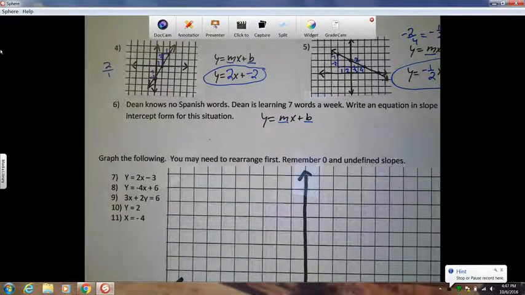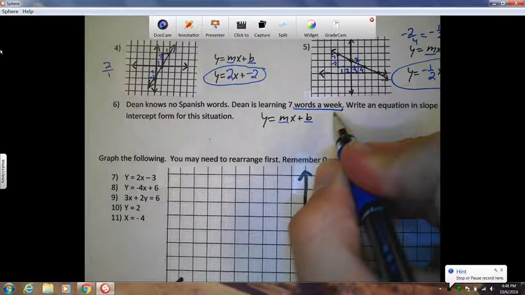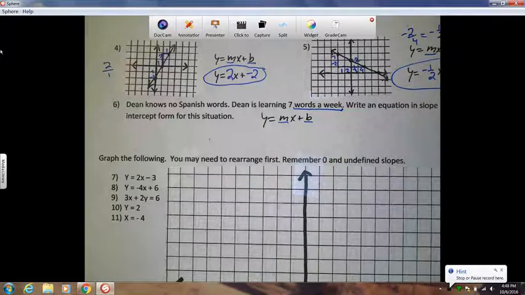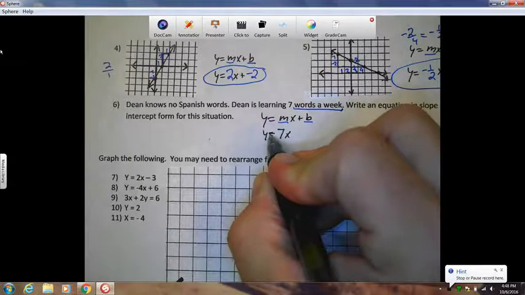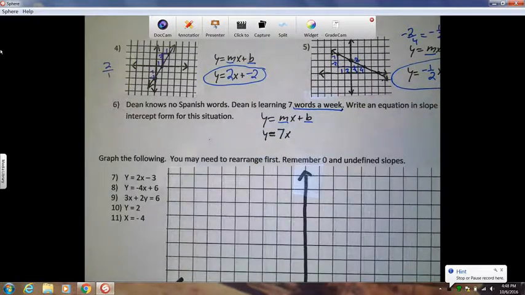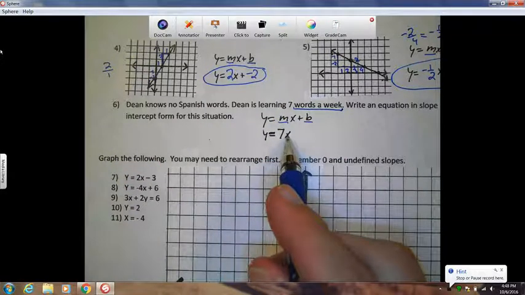So it can be helpful to know that there's 2 keys that can show you what is what. Slope is typically going to be 2 units. And a lot of times the word per is used. So that's here. In this case, it's words a week, or it could be words per week. He's learning 7 words per week, so it's y equals 7x. That's because when you want to know his total words, you're going to take 7 and multiply it by x, which is the number of weeks.